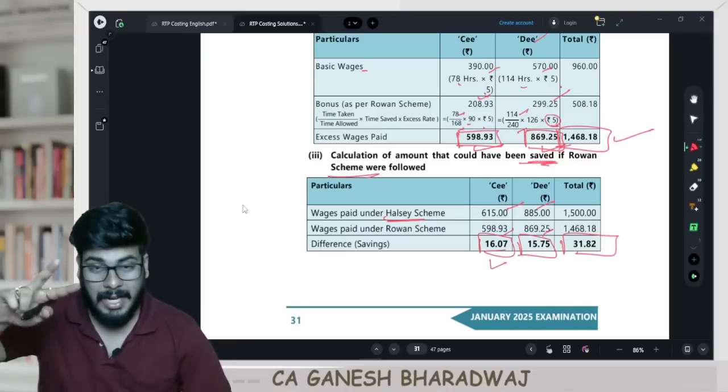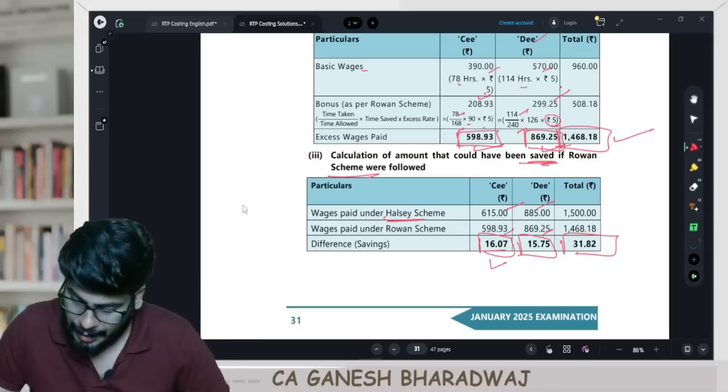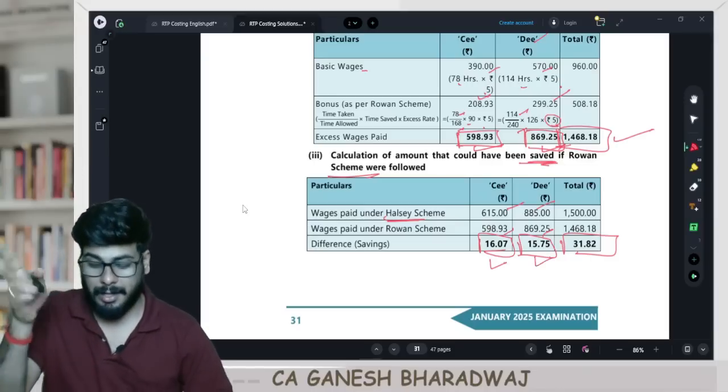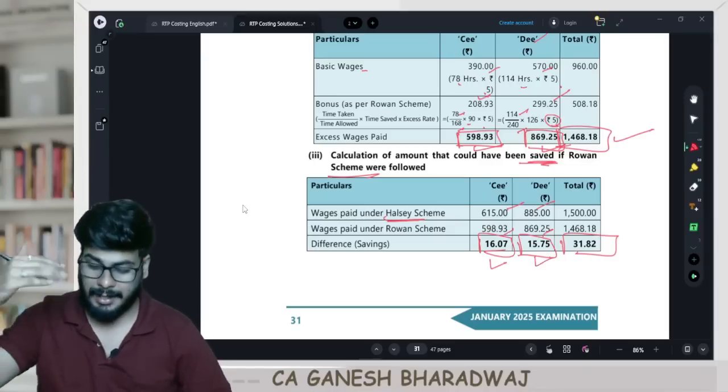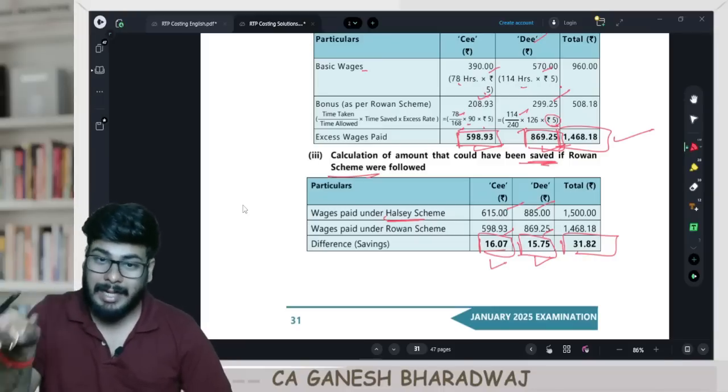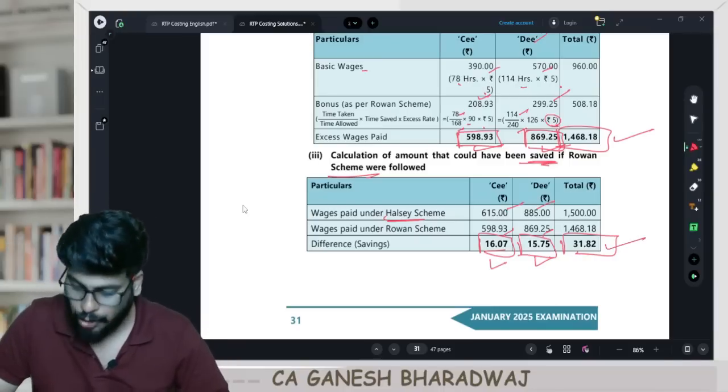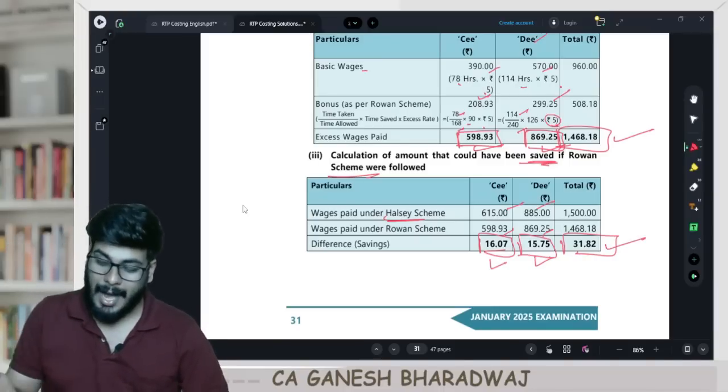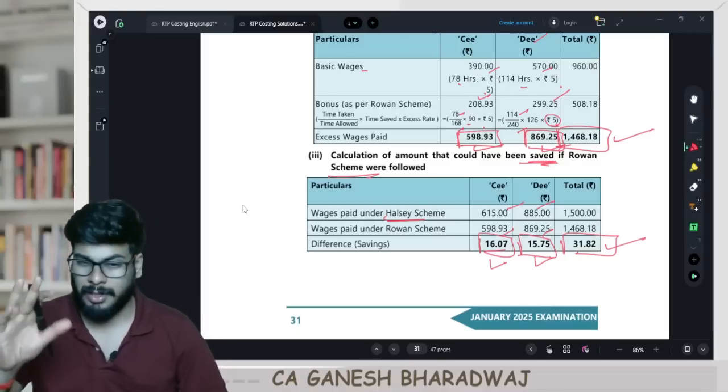They are paying more, relatively more. And 15.75 rupees they are paying relatively more under Rowan. Or in other words, I can say they have made a mistake. At least that mistake could have been saved by a total of 31.82 rupees had the Rowan approach been followed. This is what they have asked.